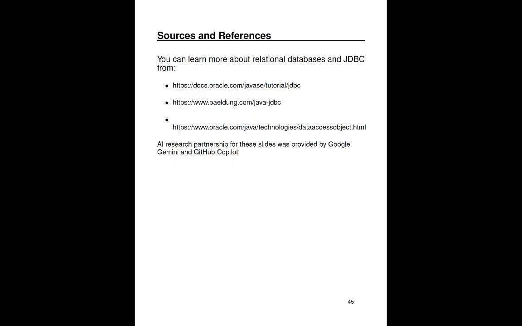Finally, I did want to call out some of the sources and references that I used in putting together this content. I highly recommend the JDBC tutorial from Oracle's website. It covers a lot of good foundational material, as do these other resources. And I wanted to call out that I did use both Google Gemini and GitHub Copilot for AI-assisted research. And so that's it. We've covered a lot of ground with relational databases.